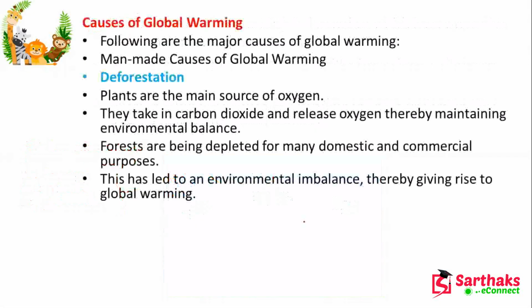So in order to curb these issues, it is very important to understand the negative impacts of global warming. Now, causes of global warming. The first cause is deforestation. We are getting oxygen mainly from plants, right? Also, they take in carbon dioxide and release oxygen, thereby maintaining the environmental balance between the oxygen percentage and the carbon dioxide percentage.